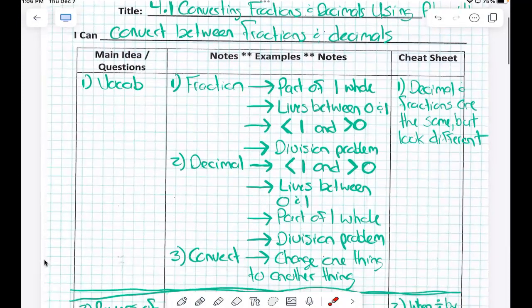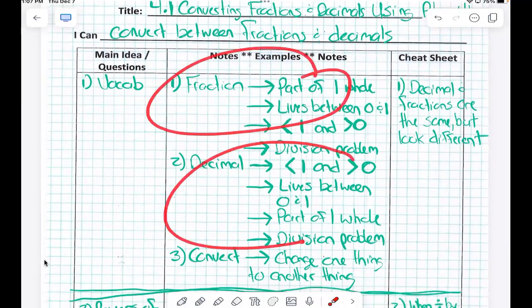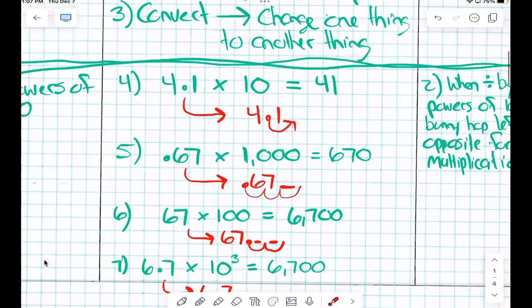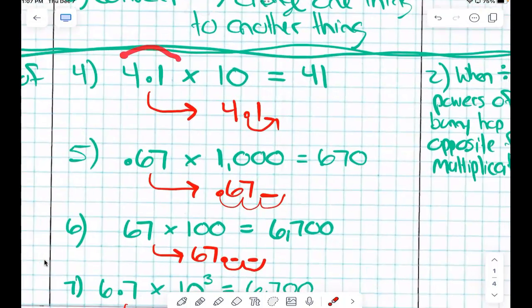Fraction and decimal. What do we now know about fractions and decimals? They're the same thing, right? They're the same thing, they just look different. Here we go. Look at this first number. Everyone read that number.